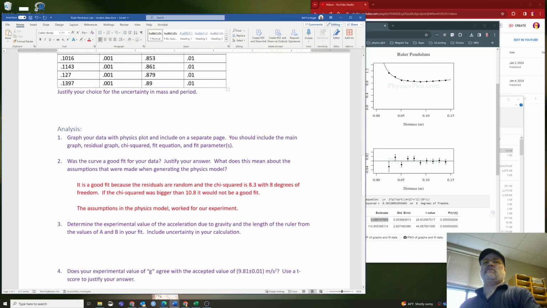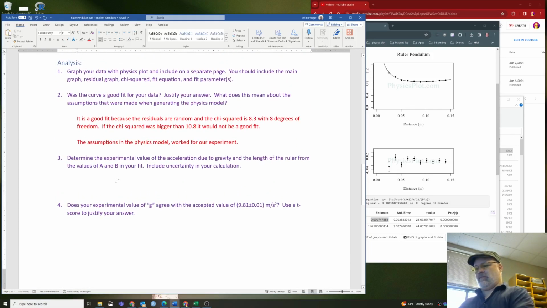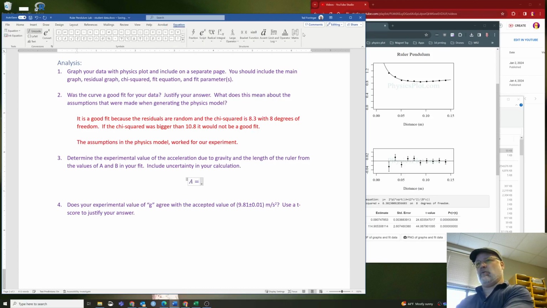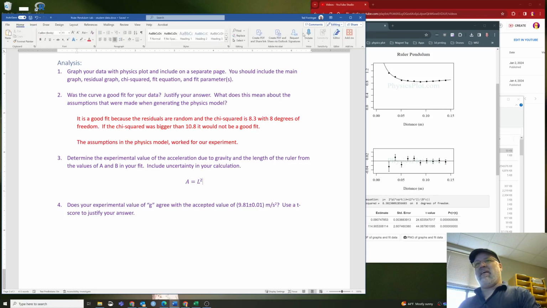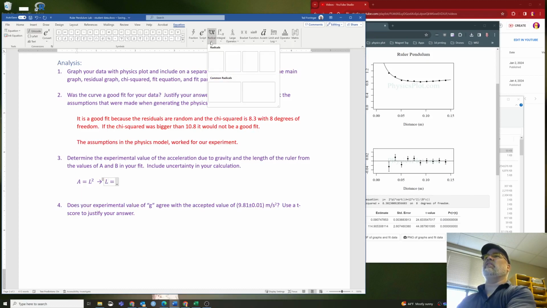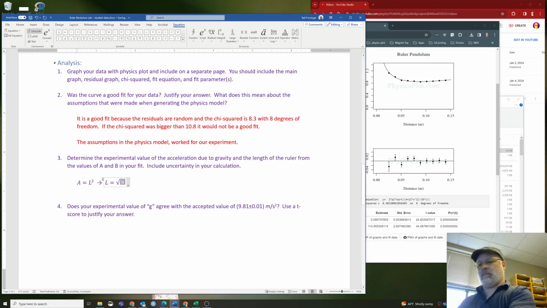0.090747835. So I'm going to start with A is equal to L squared. And from that, we are going to determine, by the way, this insert equation feature in Word is really cool. It has fractions and square roots and all kinds of cool stuff. Well, from that, we can learn that L is equal to the square root of A.